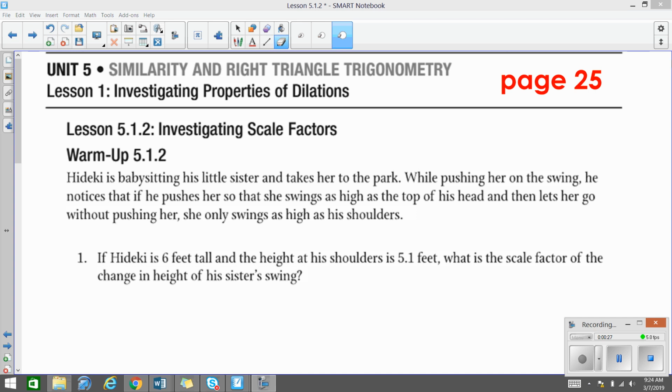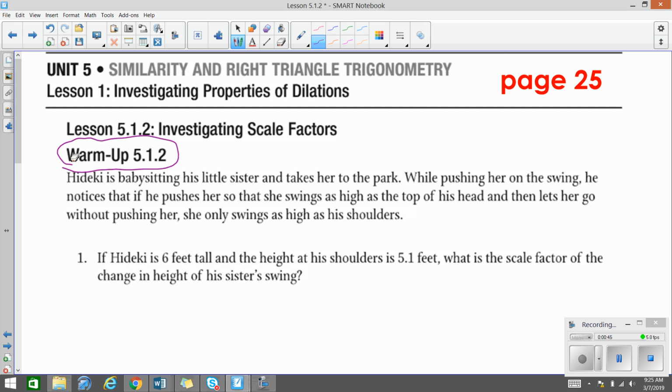So in your textbook on page 25, we're going to start with the warm-up. All right, so what I want you to do is go through these problems after I read it, pause, go through it, and then play the recording and see if you got the right answers as I explain some of it.